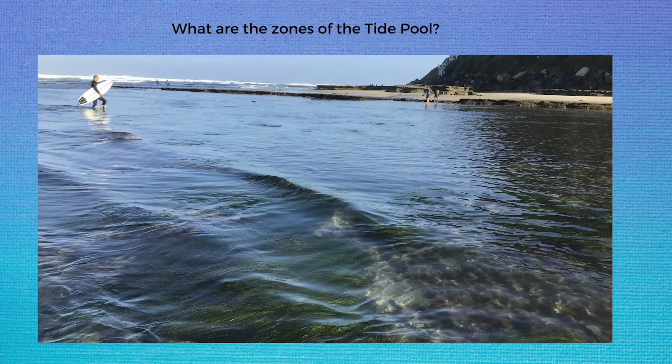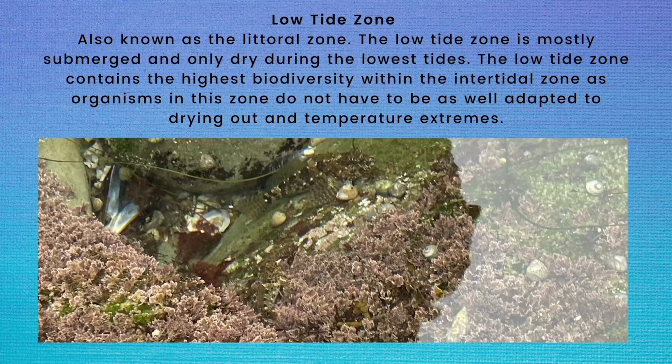There are 4 zones within the tide pools that I would like to introduce to you today. When you visit them yourself, try to label the different parts of the zonation. The low tide zone is where we will see the most diversity present. Diversity is the variation of life forms present in one ecosystem. Diversity is great for ecosystem health.